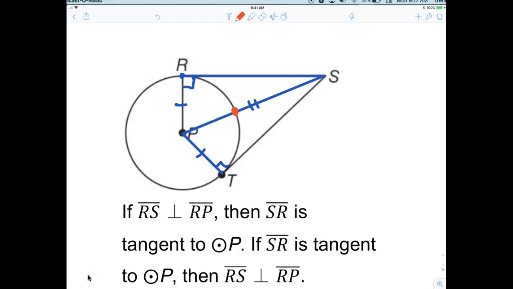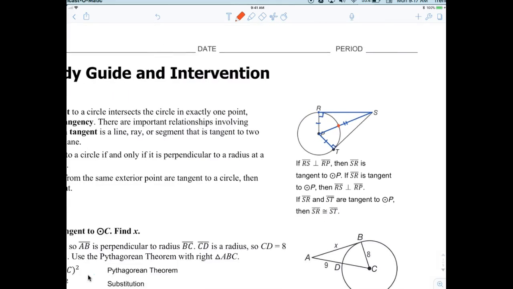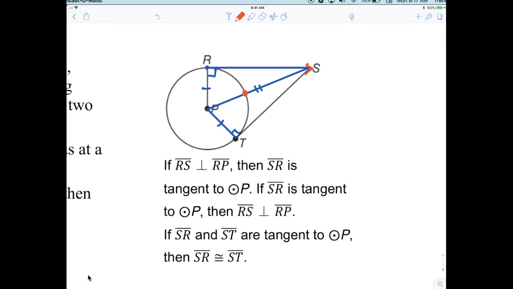I think the better definition would be if you extend it. It has to be an extension. So you could make RS a ray, and that would still be a point of tangency. And if you extend it on the other side, there's no way for it to circle again. Those are actually very good questions.